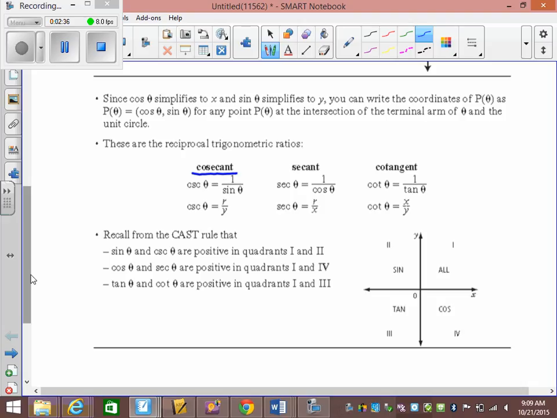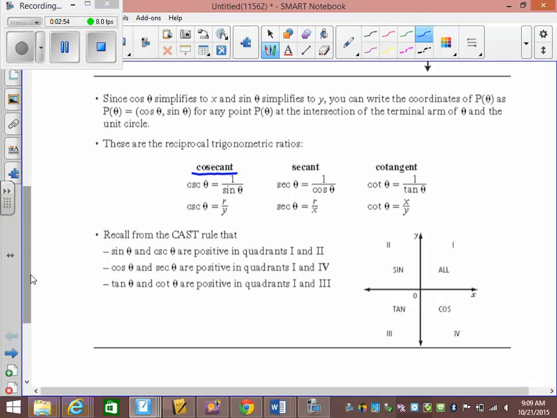So the easiest way that I remember it is cotan goes with tan, not rocket science. They both have tan in them. And secant goes with, S goes with C and C goes with S. So S never goes with S and C never goes with C. So don't say cosecant and cos. It doesn't happen. They don't like each other.